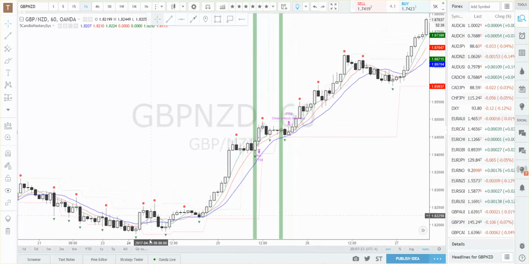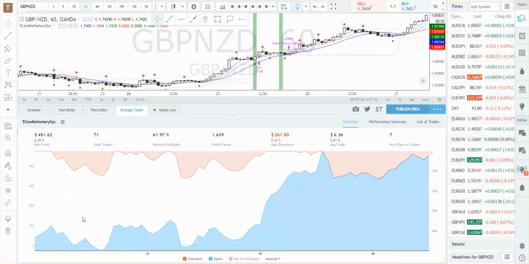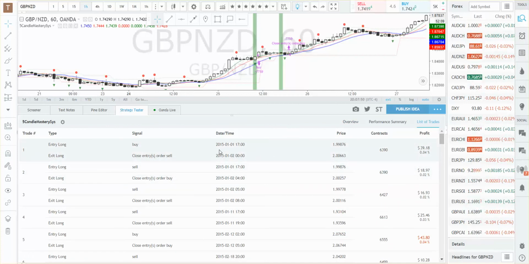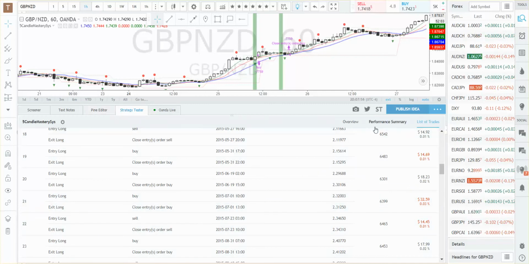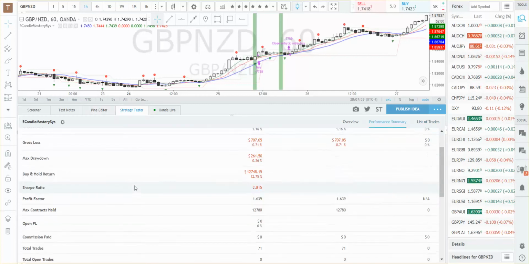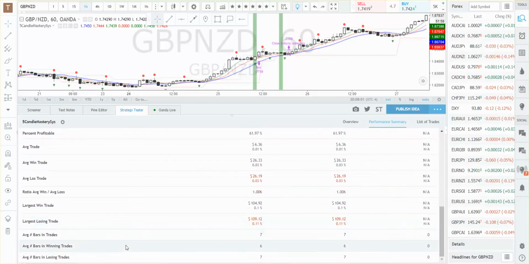Let me just show you one more thing here. This is a strategy tester, so this only works for strategy. If you click on strategy tester, you can see how the indicator performed in the recent past, and how far it goes back really depends on the time frame you're on. So for the 60-minute chart, it seems like it goes back all the way to 2015, and you can see all the trades it took. Performance summary, this is just standard statistics on how the strategy performed for a particular setup.